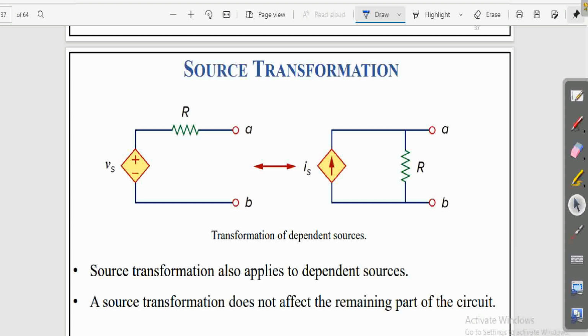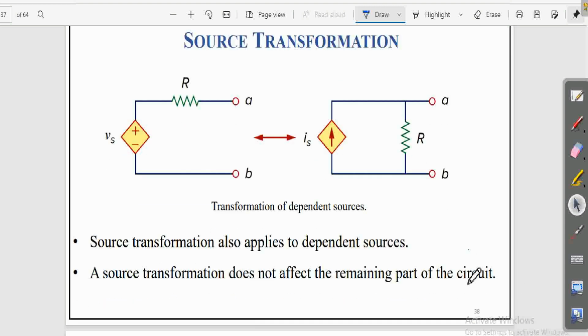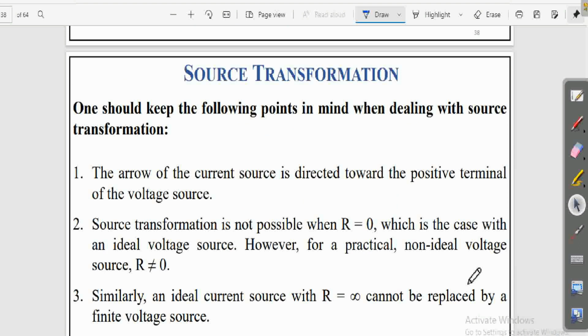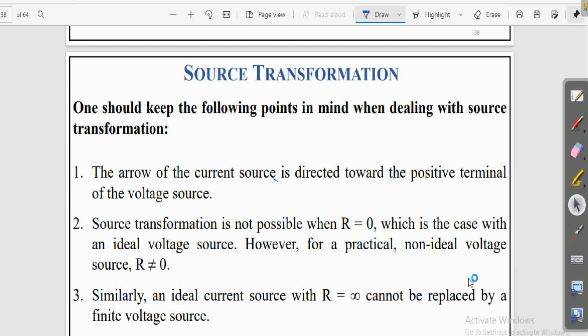A source transformation does not affect the remaining part of the circuit. Here we are replacing this dependent voltage source, and it is converted into a current source by replacing a series resistor with the parallel resistance value. Last point, these are the key points for source transformation. The first key point is the arrow of the current source is directed towards the positive terminal of the voltage source. What do you mean by this one?